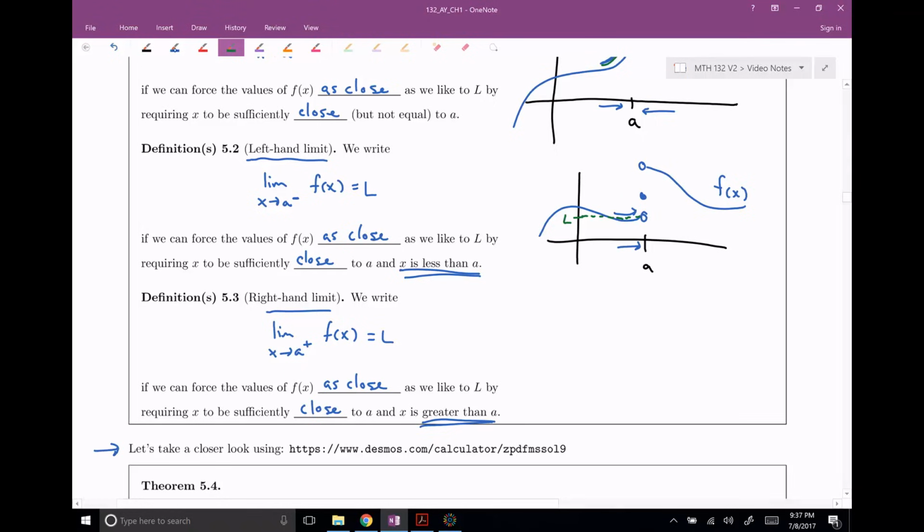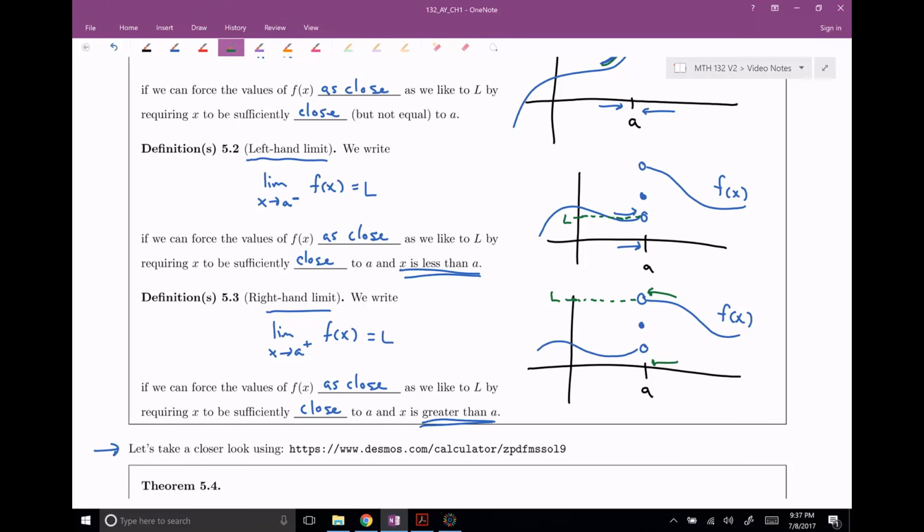Now, using the magics of video, let me go ahead and make another graph up here. And you can see that as we approach A from the right, the function's value is getting closer and closer to this height. So in this case, the left-hand limit and the right-hand limit are not equal to one another.